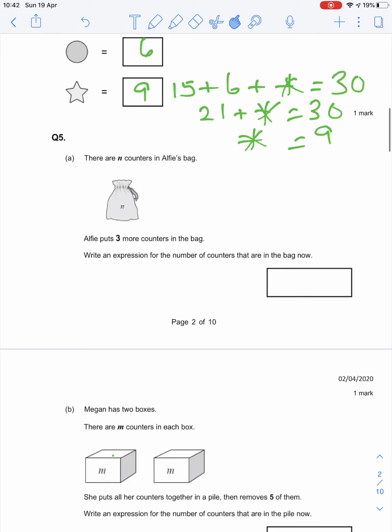Okay, there are n counters in Alfie's bag. And then he puts 3 more counters in the bag. Write an expression for the number of counters that are in the bag now. So if he's got n counters to start with, and then he puts 3 more in, he's adding 3. So now he's got n plus 3.